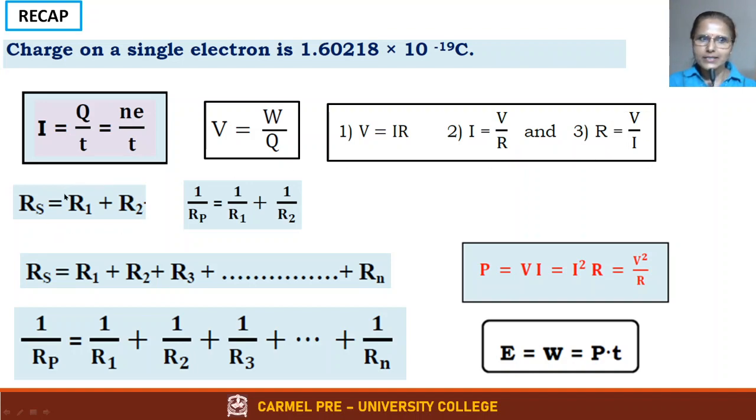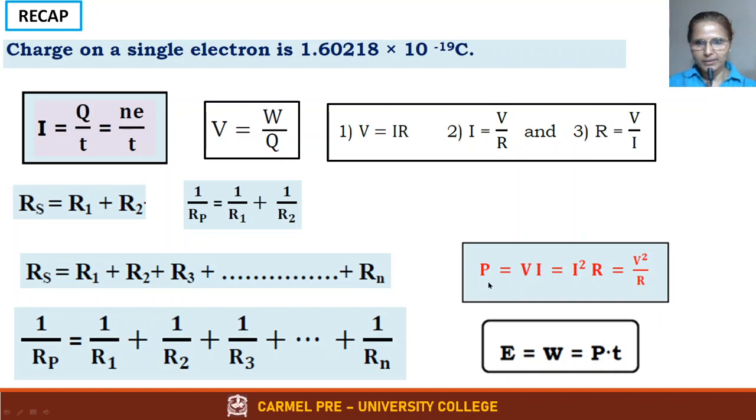And resistors in series is nothing but the sum of resistances. Resistance in parallel is the reciprocal of resistances, and if there are many resistors, all you have to do is add them if they are in series and take reciprocals and add them if they are in parallel.